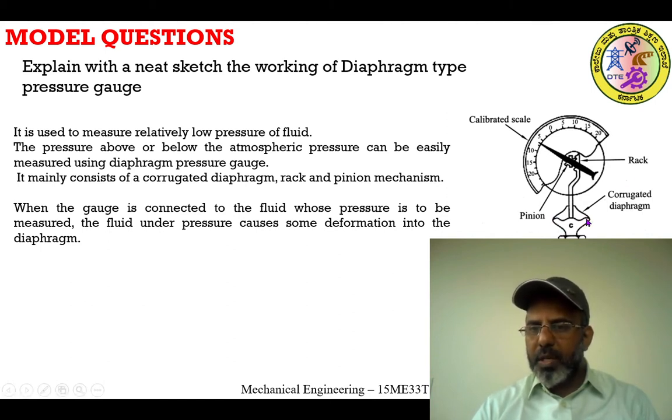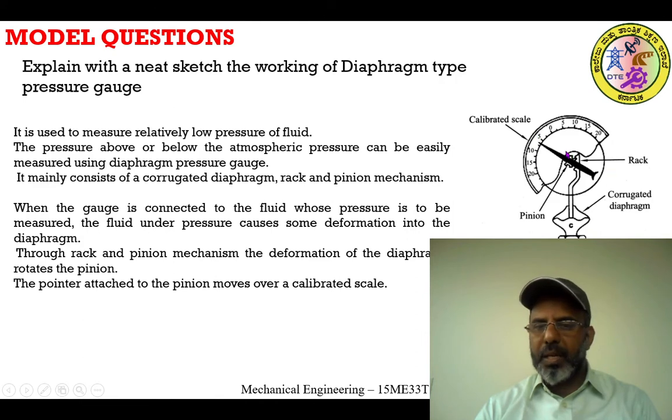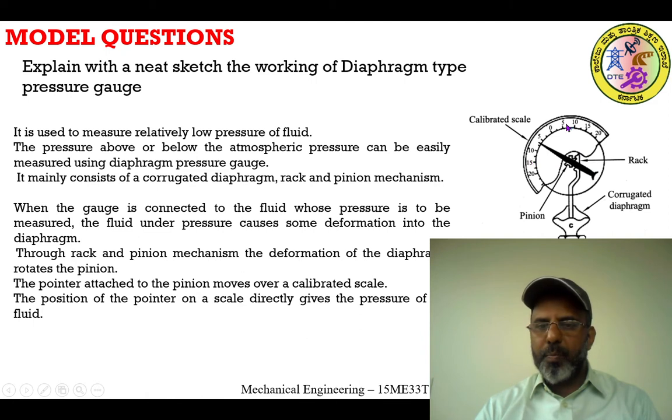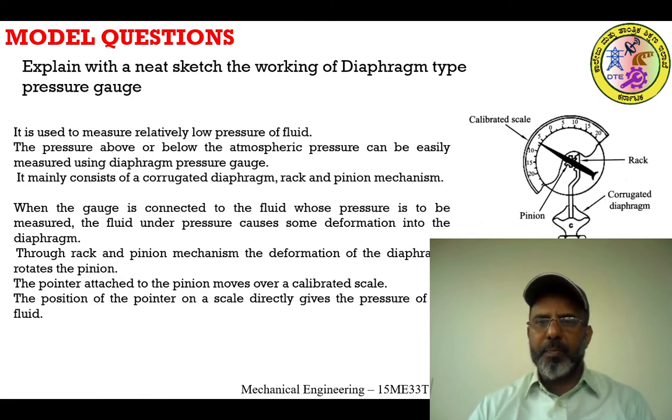Through the rack and pinion mechanism, the deformation of the diaphragm is magnified, and this mechanism also rotates the pinion. The pointer attached to the pinion moves over the calibrated scale, and the position of the pointer on the scale directly gives the pressure of the fluid. This is a very simple explanation to remember.